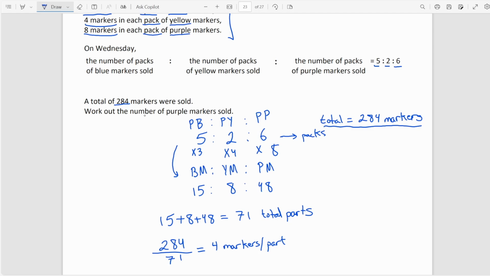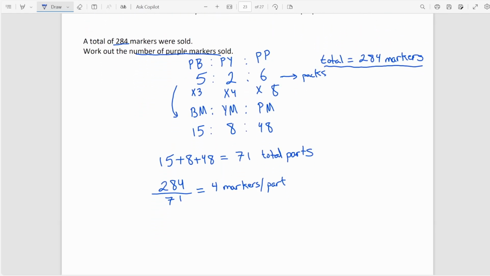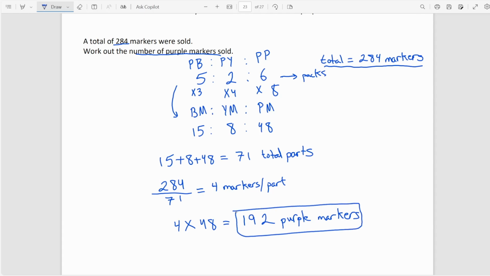The question is asking us the number of purple markers that were sold. So I will multiply 4 by the purple markers parts, which are 48. All right, so 4 times 48, we get 192 purple markers. Okay, so this is the amount of purple markers that I sold.